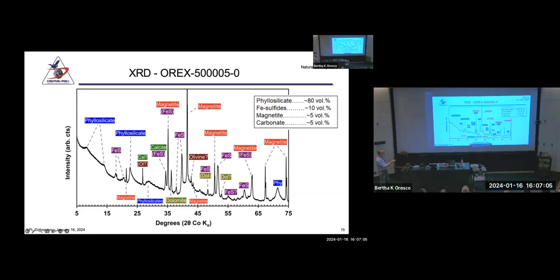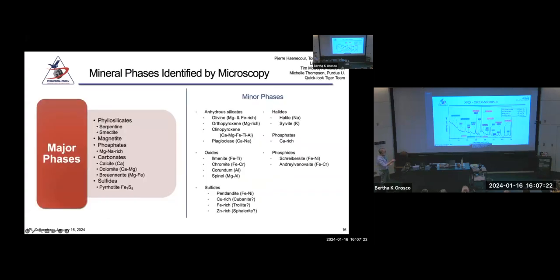We see the sulfides, dominated by iron sulfides, about 10 volume percent. Here's our iron oxide, magnetite, and our carbonate. So pretty much the remote sensing spectral analysis from the spacecraft instruments and from the ground were accurate. We were able to predict the mineralogy of this really well. Of course, there's a lot more going on at the detailed level.